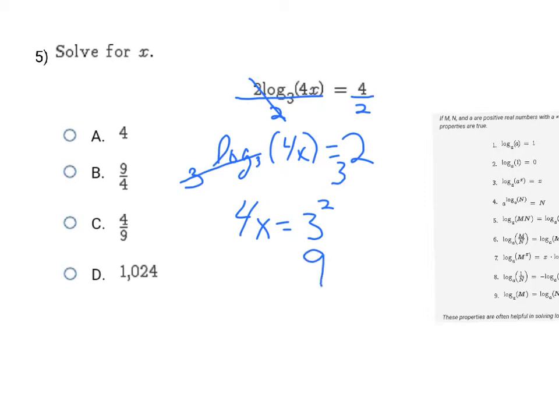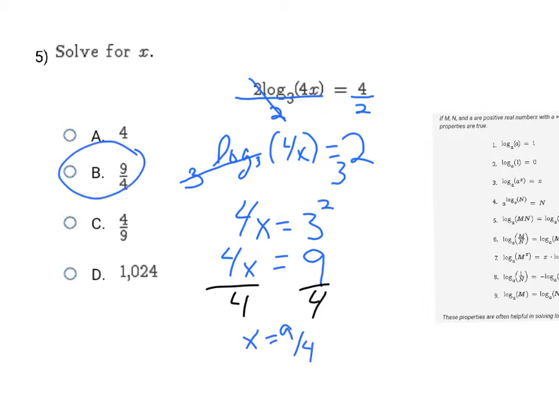Well, 3 squared is 9. So 4x equals 9. I'm going to divide both sides by 4. And so then x just equals 9 over 4. And that's going to be my final answer, which is B.